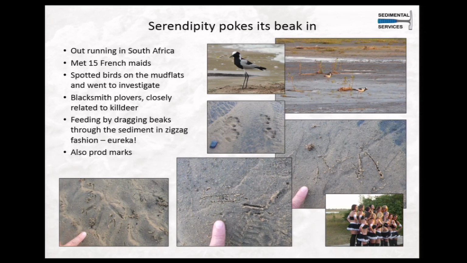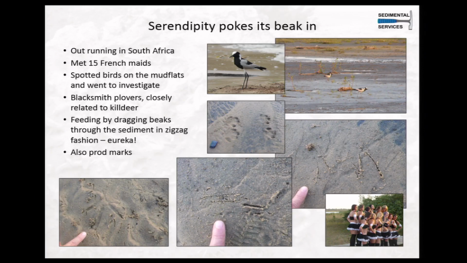And there were these, called blacksmith plovers, but they're closely related to our killdeers and our other plovers. And they were on the beach, and what they were doing with their beaks while they were feeding was going like this with their beaks. So they were kind of using their beaks as a sieve to go through the sediment. And this is what the marks look like.